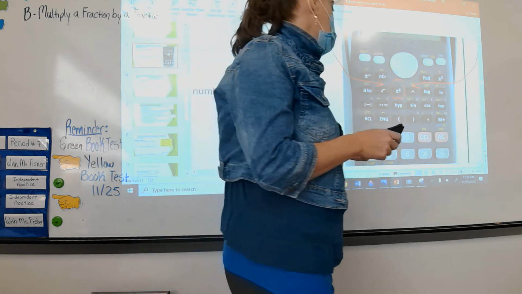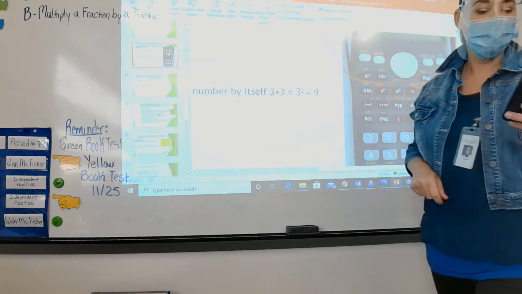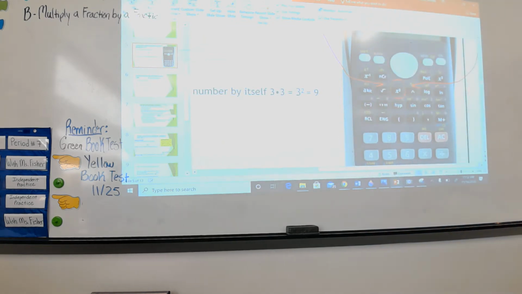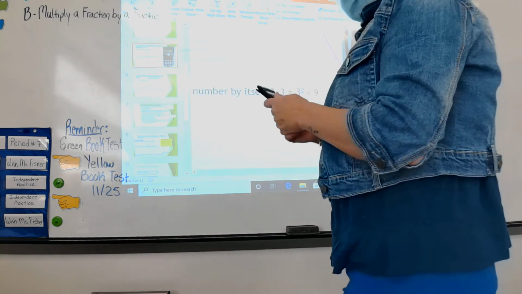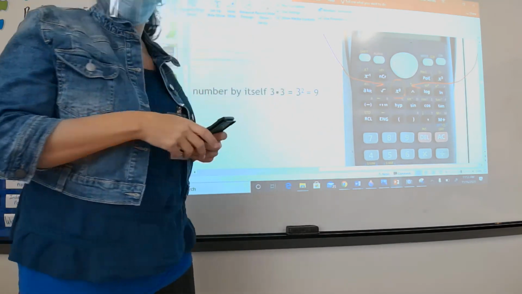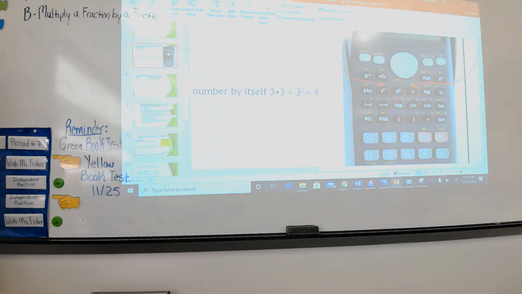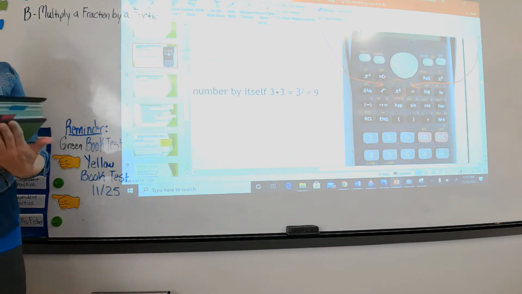Yep. So it has a square button on our calculator too. Do you see it? Perfect. So on your test next Wednesday, you could be given, and I'm going to pass out a worksheet that we're going to work on. Like I said, this is super duper easy because you're just literally going to plug it right into your calculator.